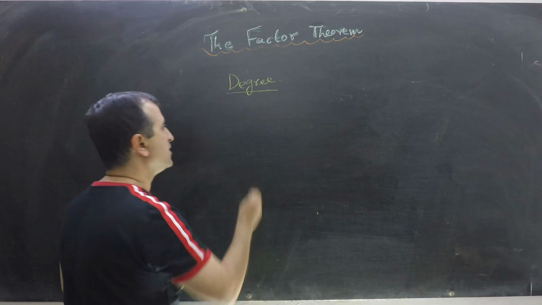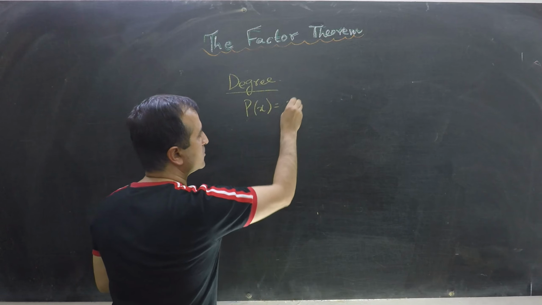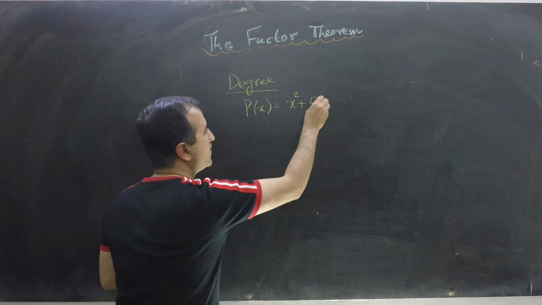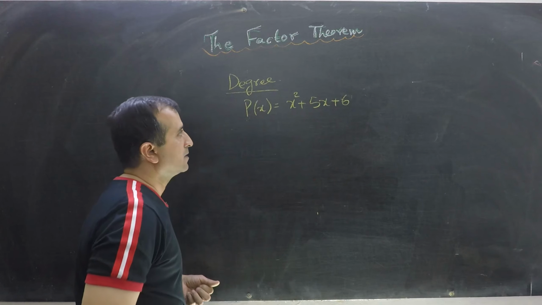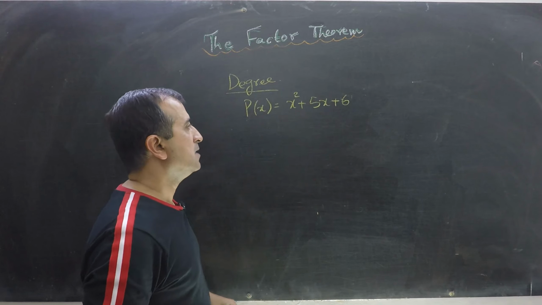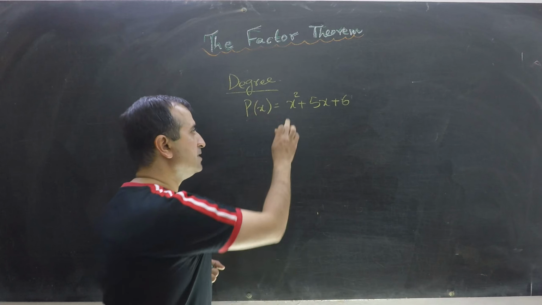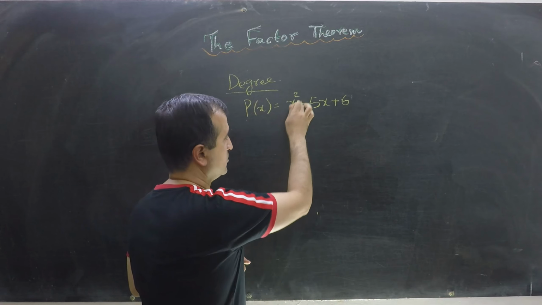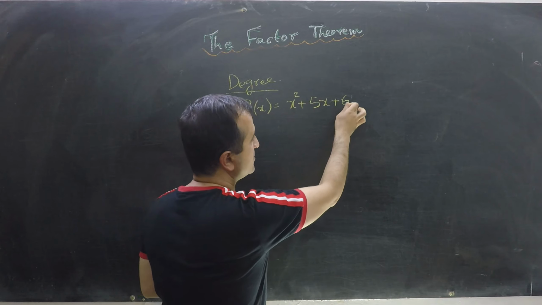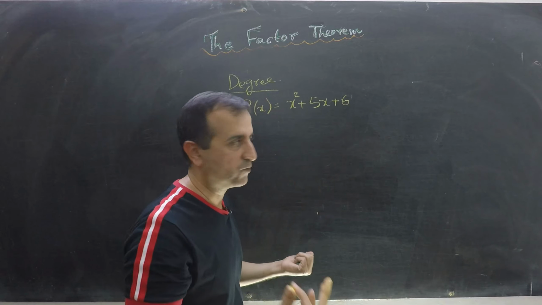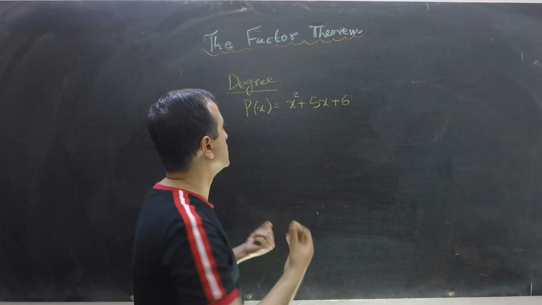Assume that I have given a polynomial p of x equals x squared plus 5x plus 6. The degree of this polynomial is equal to the highest power of x. So for this term my power is 2, for this term my power is 1, and for this term my power is 0, because x raised to power 0 is equal to 1. So my highest power is 2, and that is the degree of this polynomial.